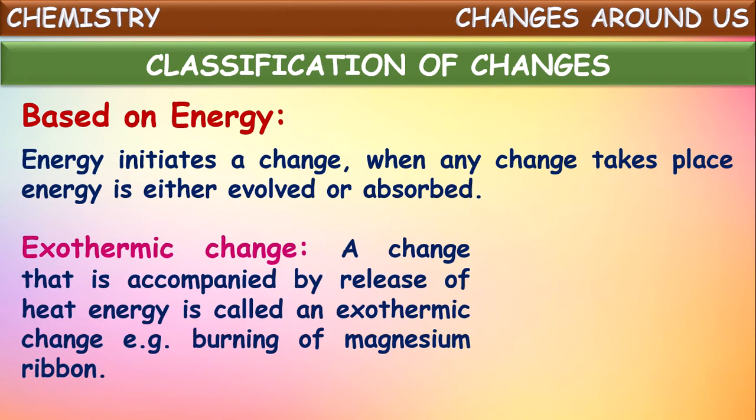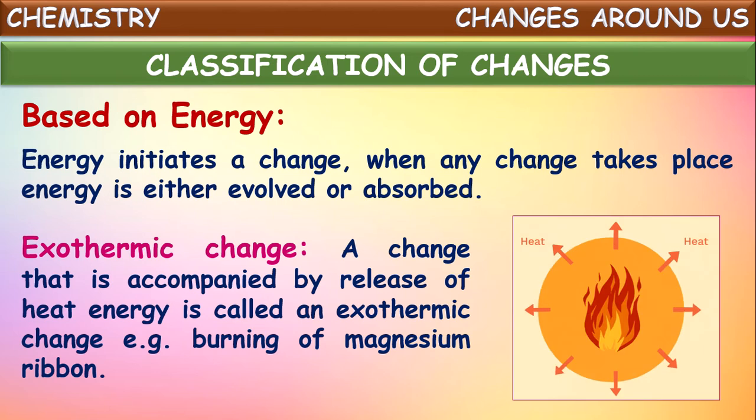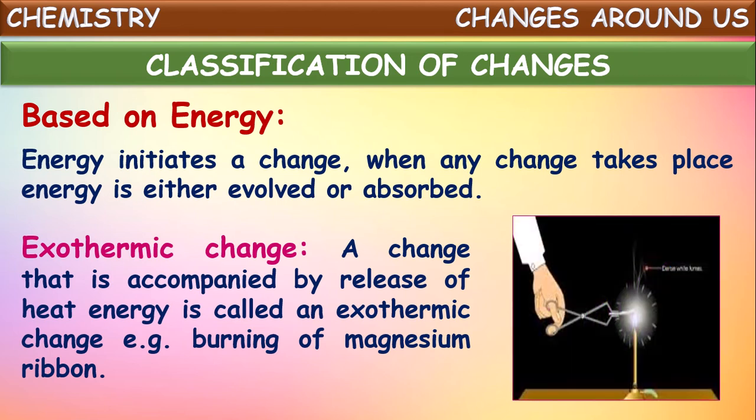First, let us go through the exothermic changes. The changes which are accompanied by the release of energy are called exothermic changes. For example, burning of magnesium. When you burn magnesium, what happens? It continues to burn with a dazzling white flame, and it releases some sparks also. It means when magnesium is burned, it releases heat energy. Such kinds of changes in which energy is released out are called exothermic changes.